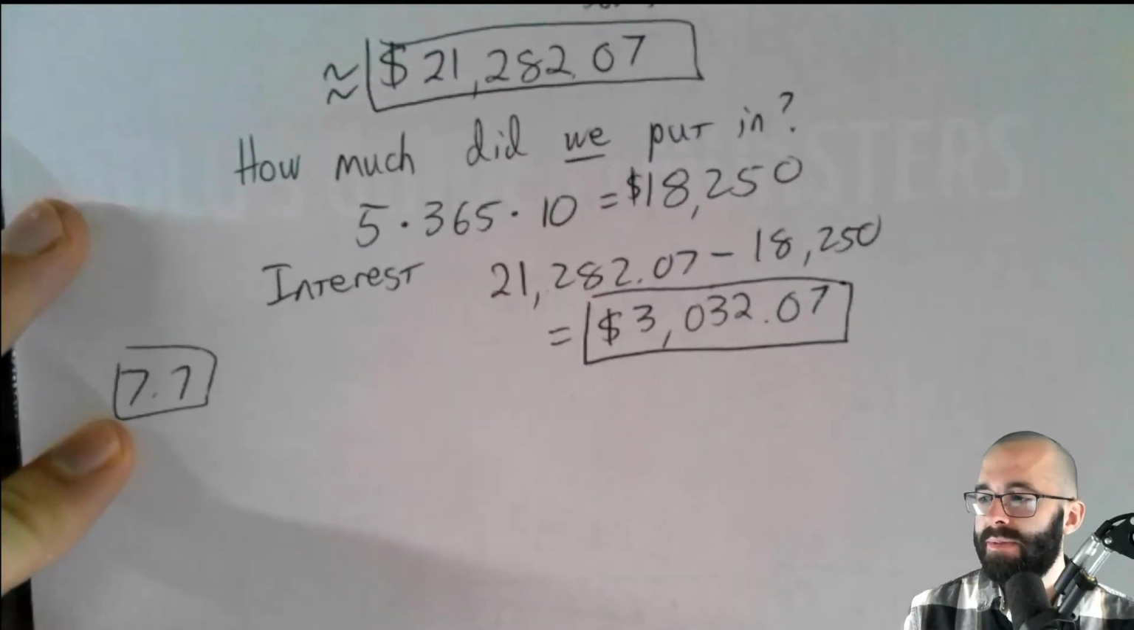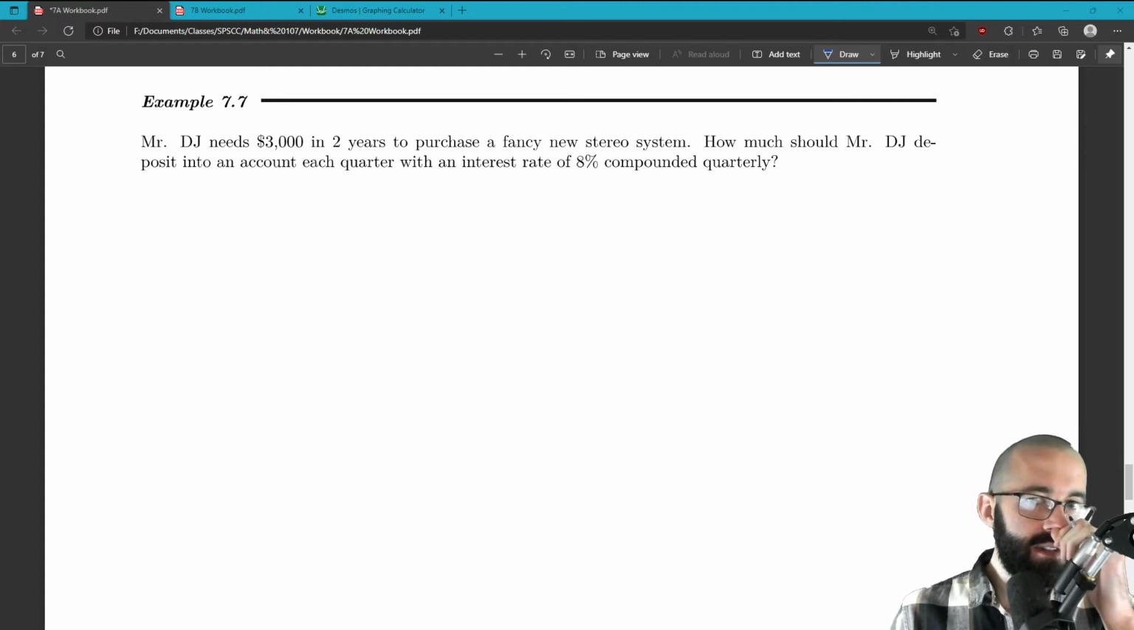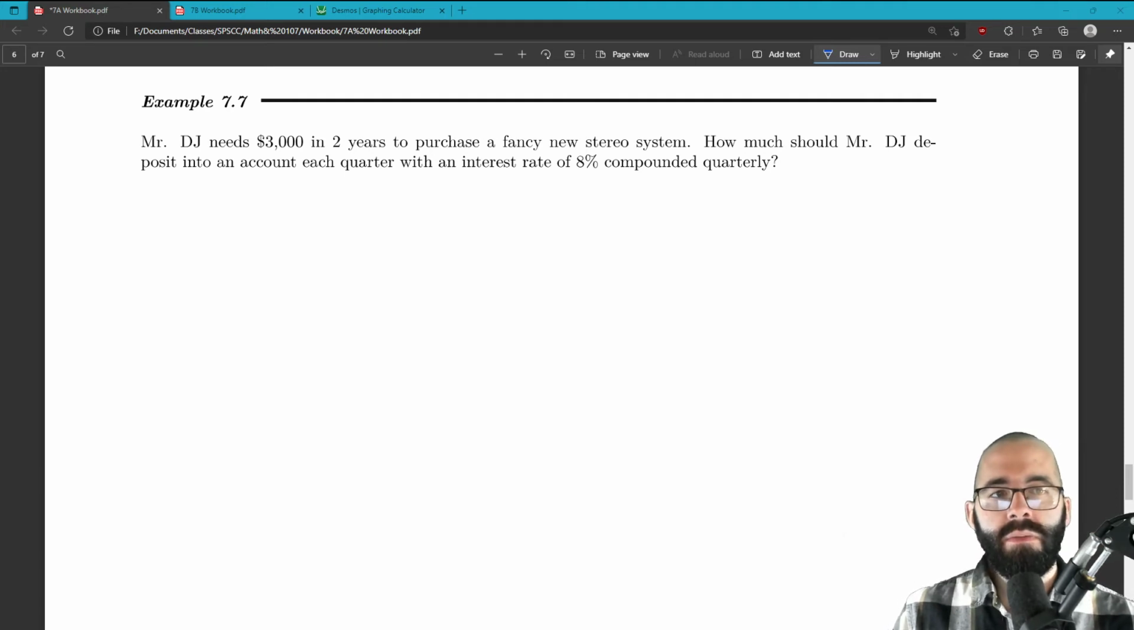So the next example is Mr. DJ needs $3,000 in 2 years to purchase a fancy new stereo system. How much should Mr. DJ deposit each quarter with that interest rate in order to have that amount in 2 years? Okay, so here's the good news, and it's not as strong as I wanted it to be.